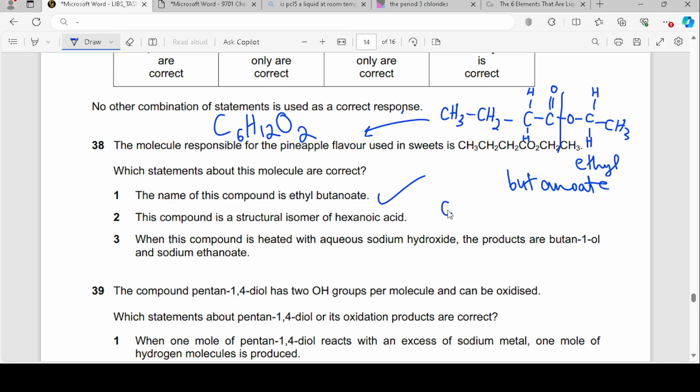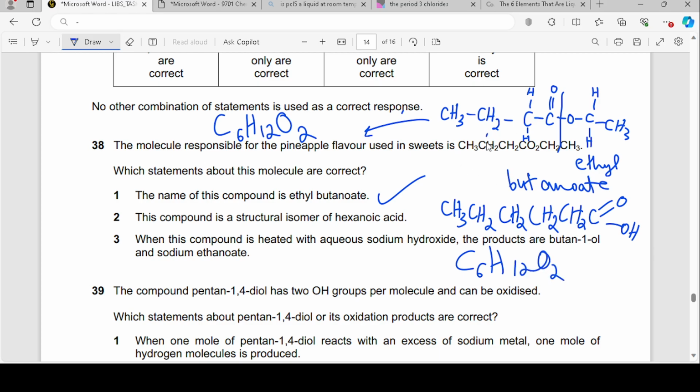And then you can draw out your hexanoic acid as well. So CH3, CH2, CH2, CH2, CH2, COOH, right? If you draw it out, you can see that yeah, they are structural isomers, but you could also confirm that by checking the molecular formula again. So C6H12O2. They look structurally like isomers, and they also have the same molecular formula, so that means they must be structural isomers. You could know that from your general knowledge, or you could also check it yourself. So that option 2 is right.